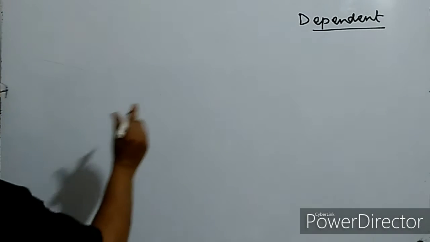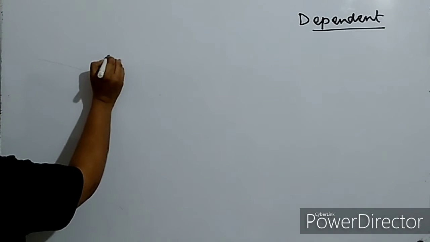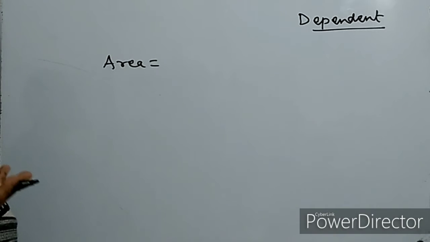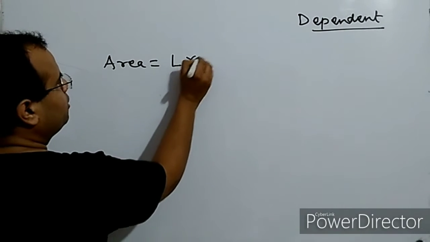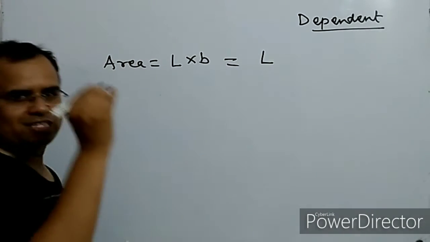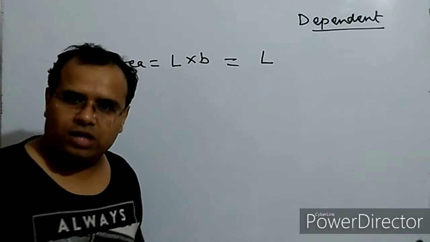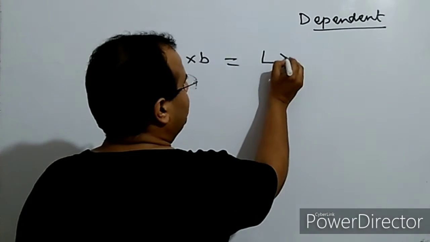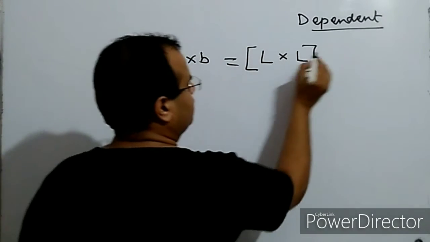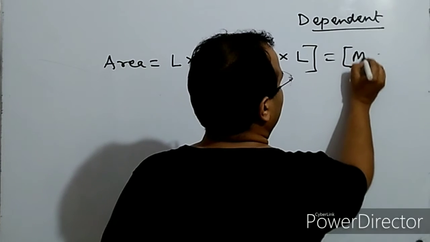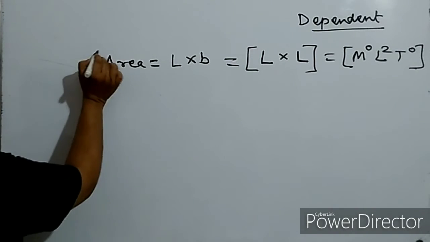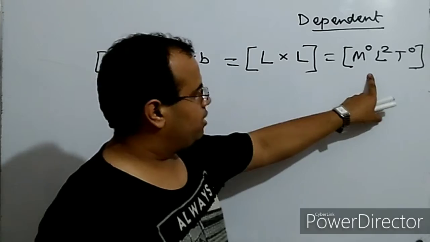Let us see examples. The basic example: let us take area. The simplest one is the area of a rectangle, so the formula is length into breadth. Length is represented by capital L, and breadth is also a length only. So you can write it as L into L. Now you can write it in square bracket as M0 L2 T0. We are writing this for area in square bracket in this form.